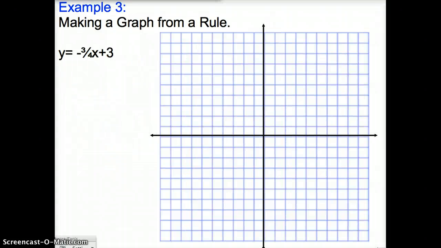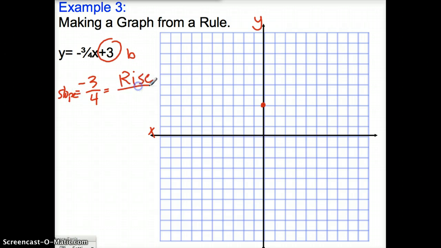Let's take a look at example 3. So one more, making a graph from a rule. It looks like negative 3/4 x plus 3. So remember, the 3 is your start, or your b value. That's where I'm going to start my graph, up at 3. That's my y-intercept. Remember, y is your vertical axis. Negative 3/4, that's my slope. So that's my rise over my run, or delta y over delta x.